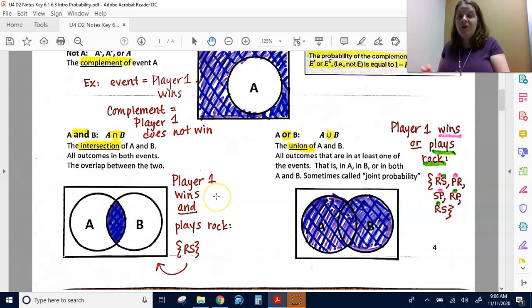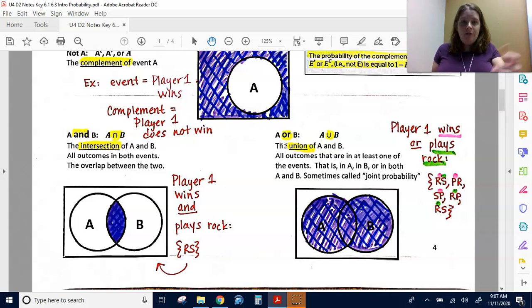So for example, if I'm talking about the outcomes where player one wins and they play rock, then there are 3 different outcomes where player one would win, but only one of those outcomes is where they're playing rock: player one plays rock and player two plays scissors. So I'm looking for the things that make both things true at the same time. If I tell you you have to have your passport and your driver's license, you have to have both pieces of documentation.